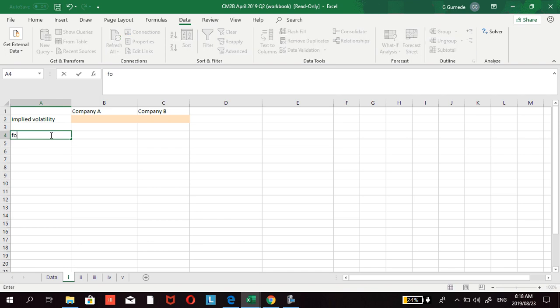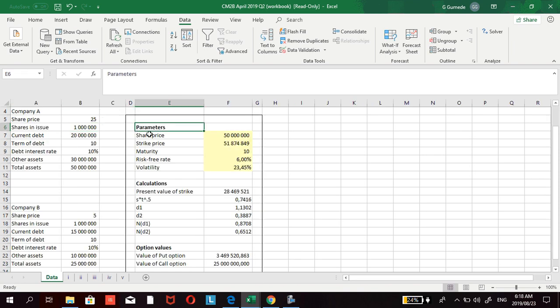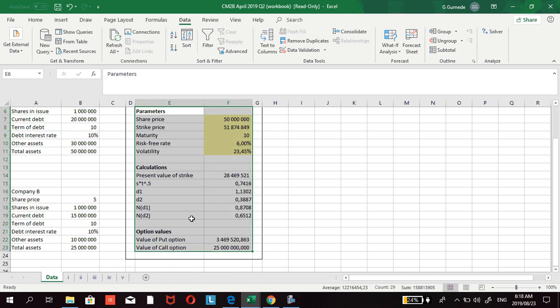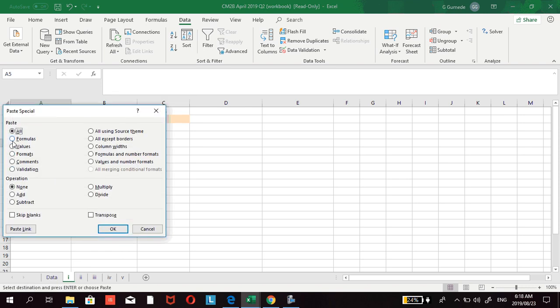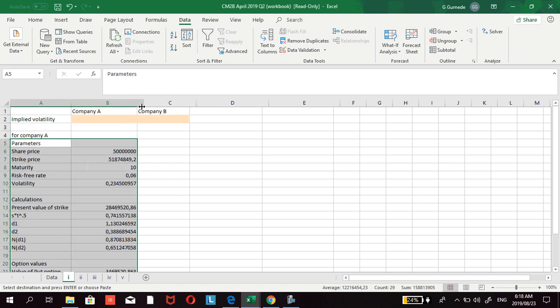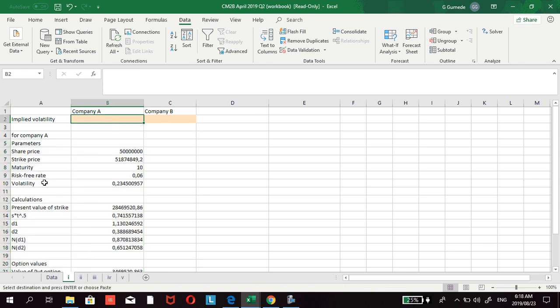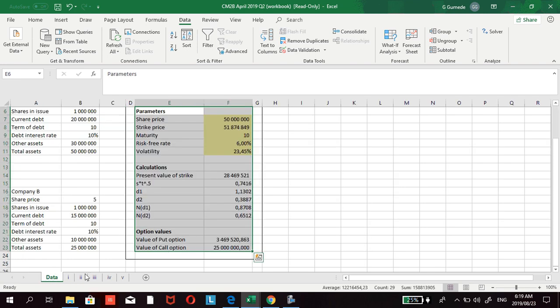Now I have to show my examiner my calculations. So I'm going to tell my examiner for company A, these are my calculations. I'm going to come here and copy my workings. You're just going to do exactly what I'm doing here. And I'm going to paste them here. I go on paste special, and I also want to paste the formulas. Okay, so I'm going to press OK, and they are my workings. Now the volatility of company A on the total asset of company A is equal to this. So I'm going to say this is equal to this cell here, which is 23.5.